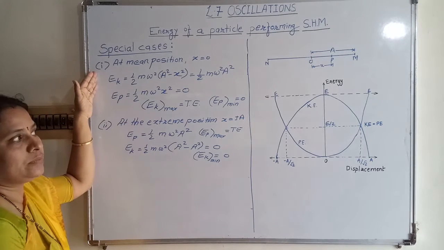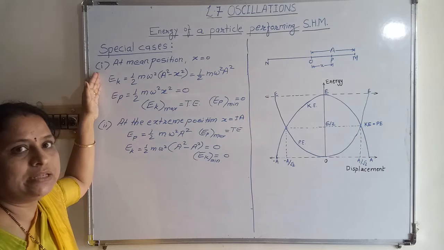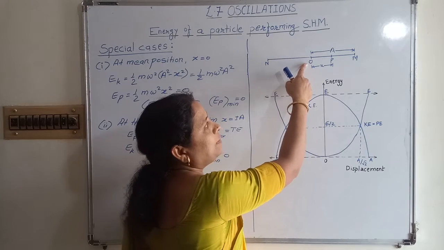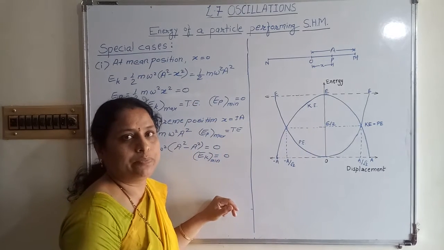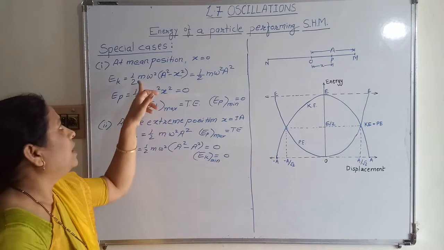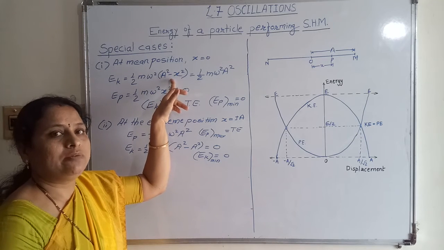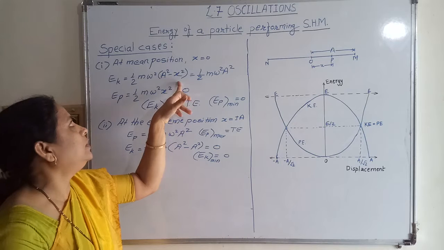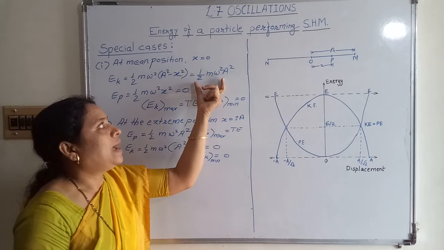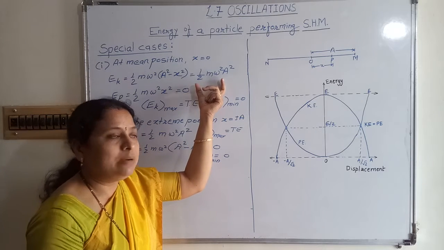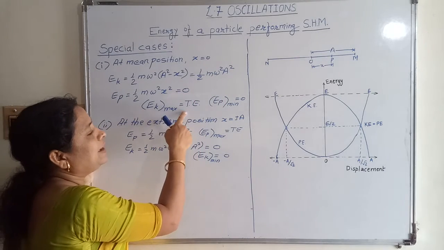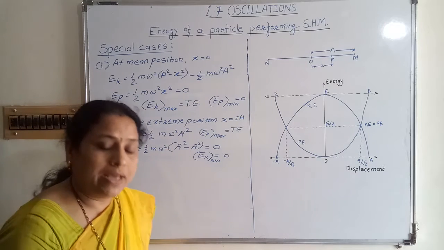At mean position. What is the total energy, kinetic energy and potential energy at mean position? Now we know at the mean position always the particle has the displacement x equal to 0. So what is the formula for kinetic energy? That is half m omega square (a square minus x square). When we put the value of x equal to 0, we get kinetic energy equal to half m omega square a square, which is nothing but the total energy. So at mean position the kinetic energy is maximum and it is equal to the total energy.